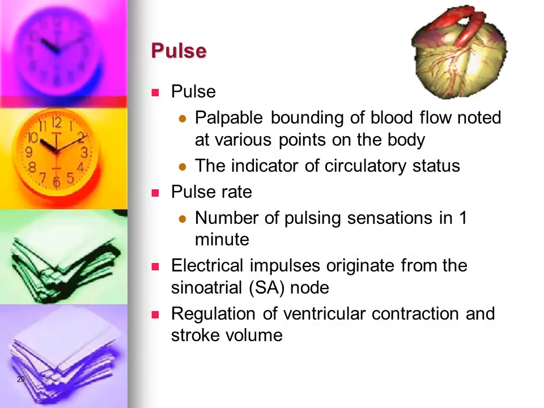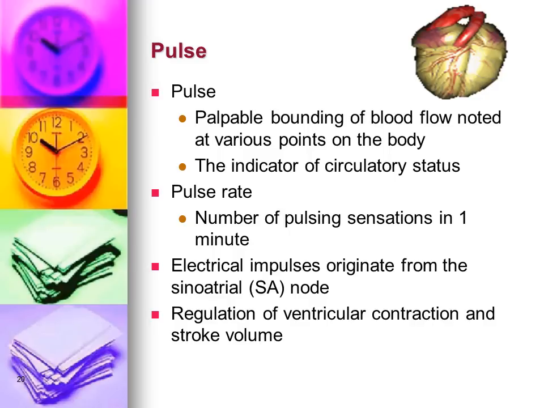Electrical impulses originating from the SA node travel through the heart muscle to stimulate cardiac contraction. Approximately 60 to 70 milliliters of blood enters the aorta with each ventricular contraction. A pulse is a palpable bounding of blood flow noted at various points on the body, and this is an indicator of circulatory status.